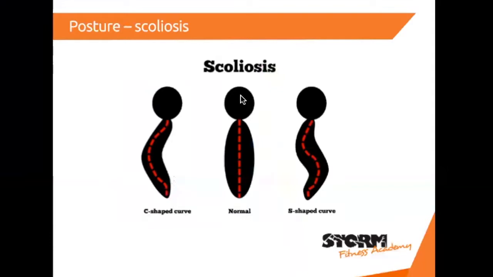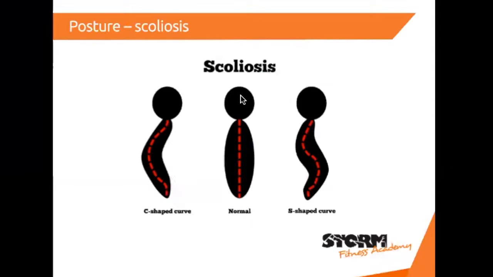And then we've got scoliosis. So scoliosis is where you've got a sort of S shape in your spine, when you're looking at someone from the rear or from the front. And this can be caused by basically having an imbalance between the left and the right side of the body.